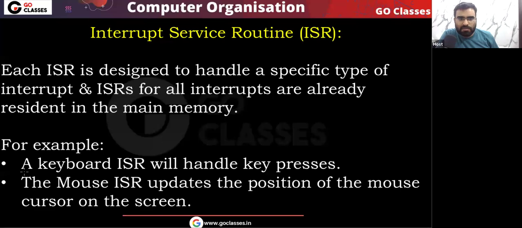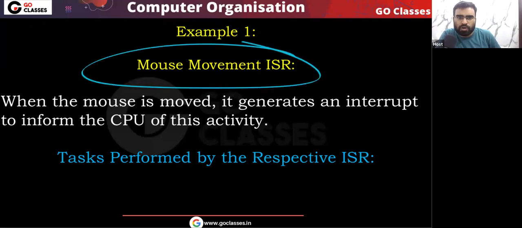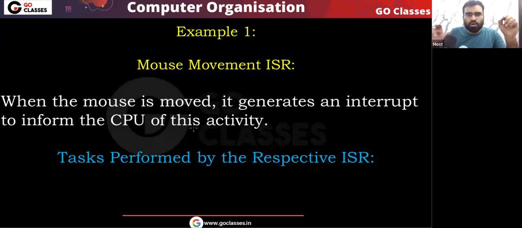Let me start with the mouse. Let's assume you are doing the mouse movement. Tell me, in your computer, if you move the mouse, what will happen? The interrupt signal will go to the CPU. And on your screen, what will happen? The mouse cursor will also move. Yes or no? If I'm moving the mouse, then on the screen the mouse cursor will also move. Agree? Very simple.